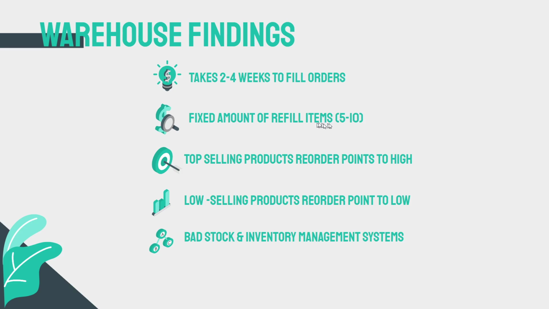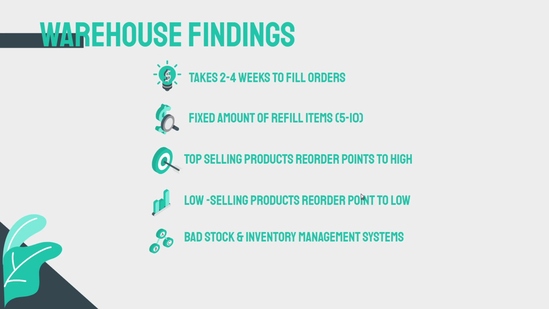So we've got a fixed amount of refill time, 5 to 10. We've got top selling products' reorder points, which are too high. The benchmark should be lower so that the warehouse can trigger sending those products to the store on time. And they need to have, like I said, a higher amount of inventory for those products because they're best selling products, and just the opposite with the low selling products. We've got reorder points that are just way too low. So that means we're triggering sending items to stores when they really don't need it.